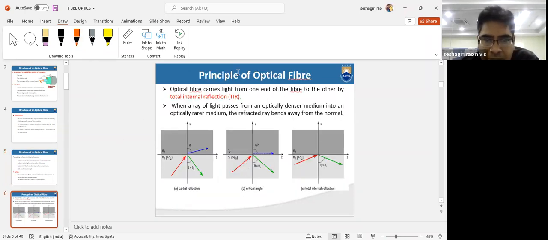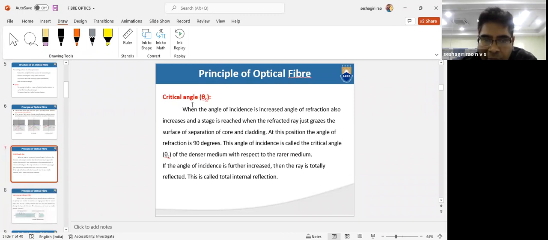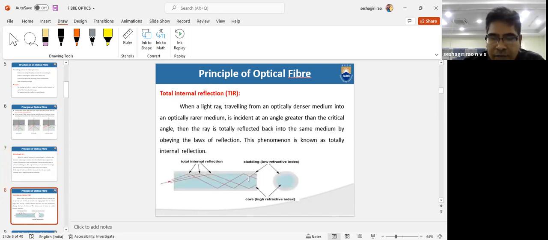Again, we have seen the principle of optical fibers: partial reflection, critical angle, and total internal reflection. When the angle of incidence is increased, the angle of refraction also increases, and a stage is reached where the refracted ray just grazes the surface of separation of core and cladding. At this position, the angle of refraction becomes 90 degrees. This angle of incidence is called the critical angle theta c of the denser medium with respect to the rarer medium. If the angle of incidence is further increased, then the ray is totally reflected. This is called total internal reflection.